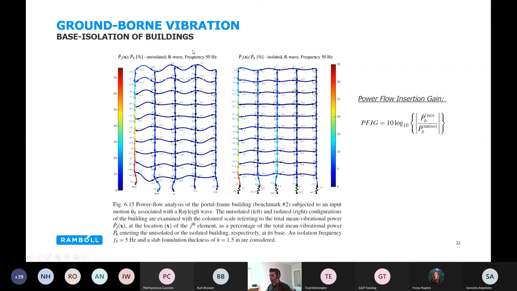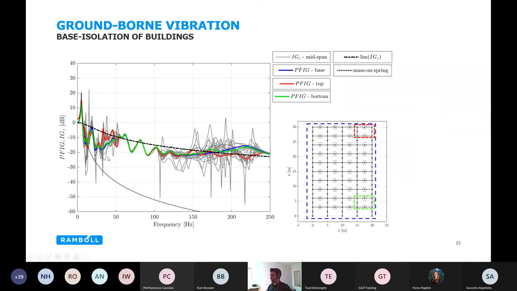This is just a plot showing the power flow within the building. I won't go into too much detail on this. And this is basically the result for the power flow insertion gain and the insertion gain in the vertical direction for this building system here. The gray lines refer to the insertion gain in the vertical direction at mid-span of each bay of the building, whereas the blue line and the green and red lines refer to the power flow insertion gain, referring to this domain of the building. So a specific room for the green and red and the whole building for the blue one.